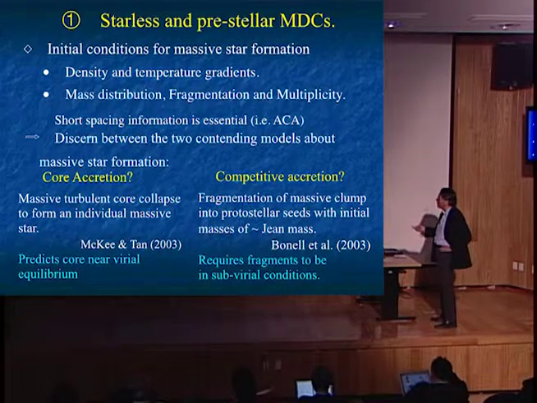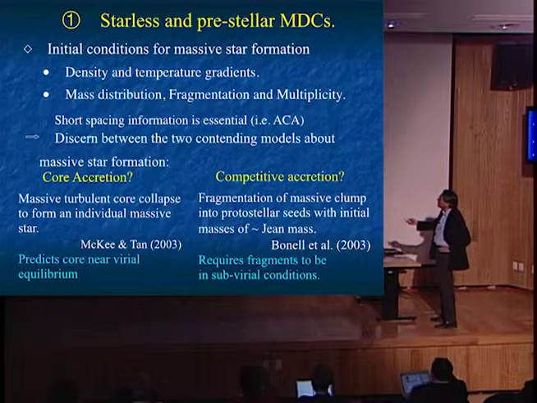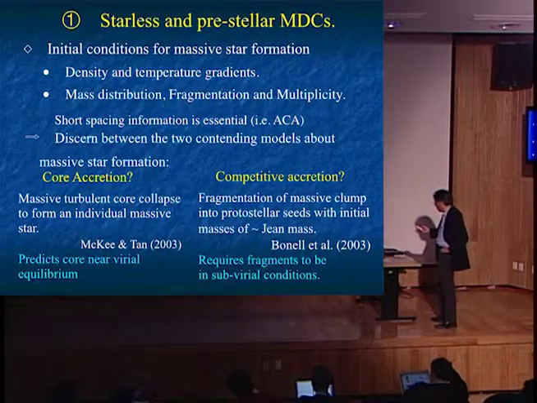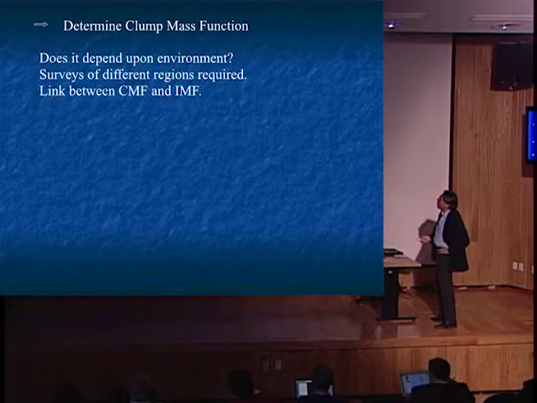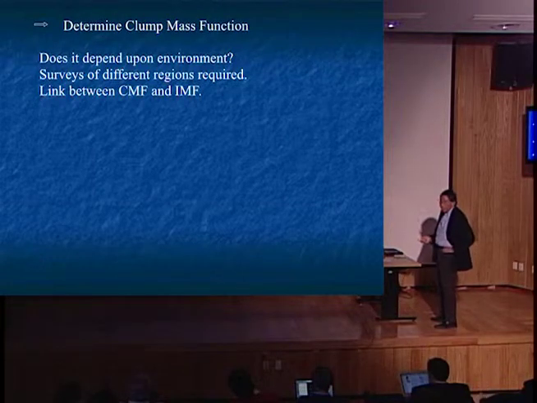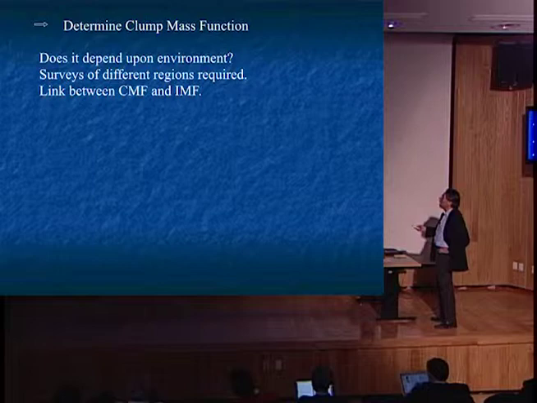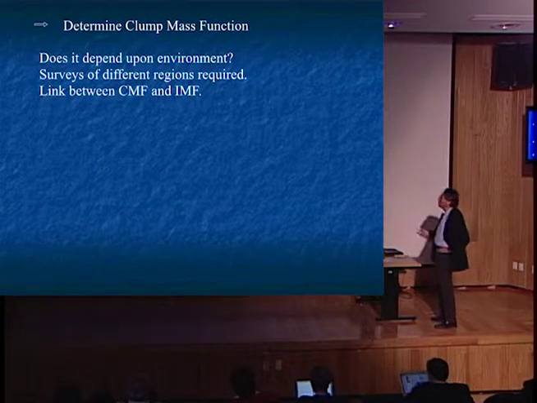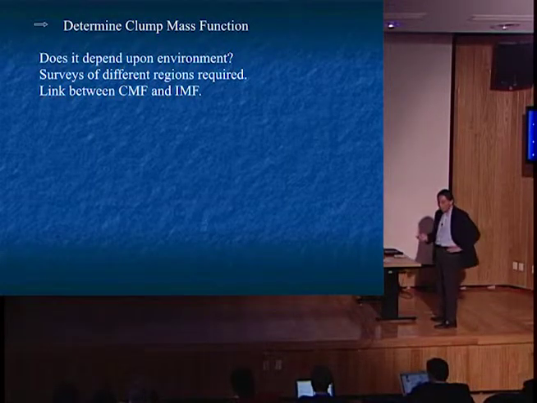So it is important, again, to get the density and mass distribution in these massive and dense cores with high angular resolution. Determine the cloud mass function and how it depends on the environment and density, so surveys of different regions are required. You want to see how it depends on the environment, of course, and you need to have a link between the cloud mass function and the stellar mass function. Certainly, that still needs to be done.